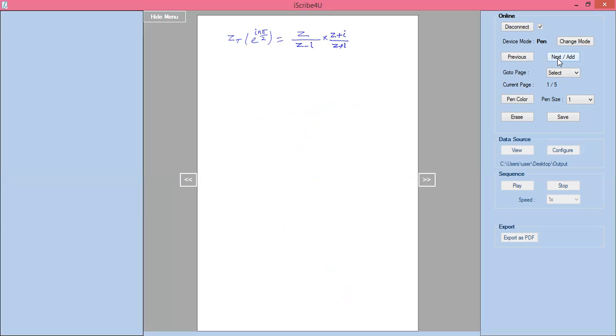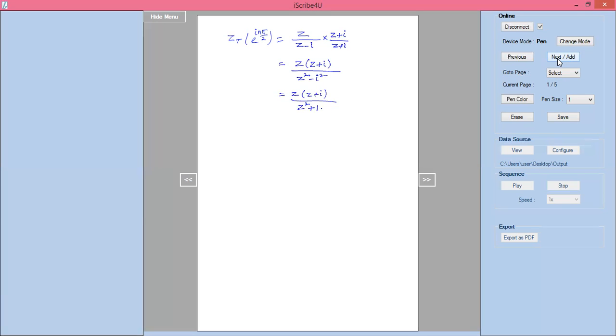Now we can take z into z plus i divided by, a plus b into a minus b is nothing but a square minus b square. Now you'll write z into z plus i divided by z square minus i square. i square is nothing but minus 1. Minus of minus should be plus 1. This is z into z plus i divided by z square plus 1.